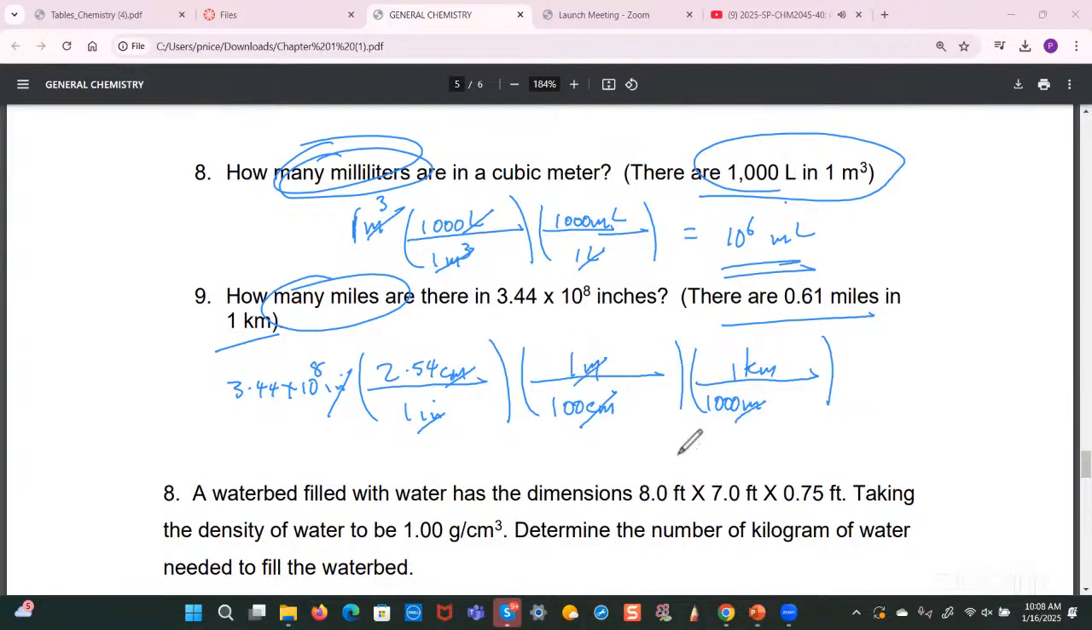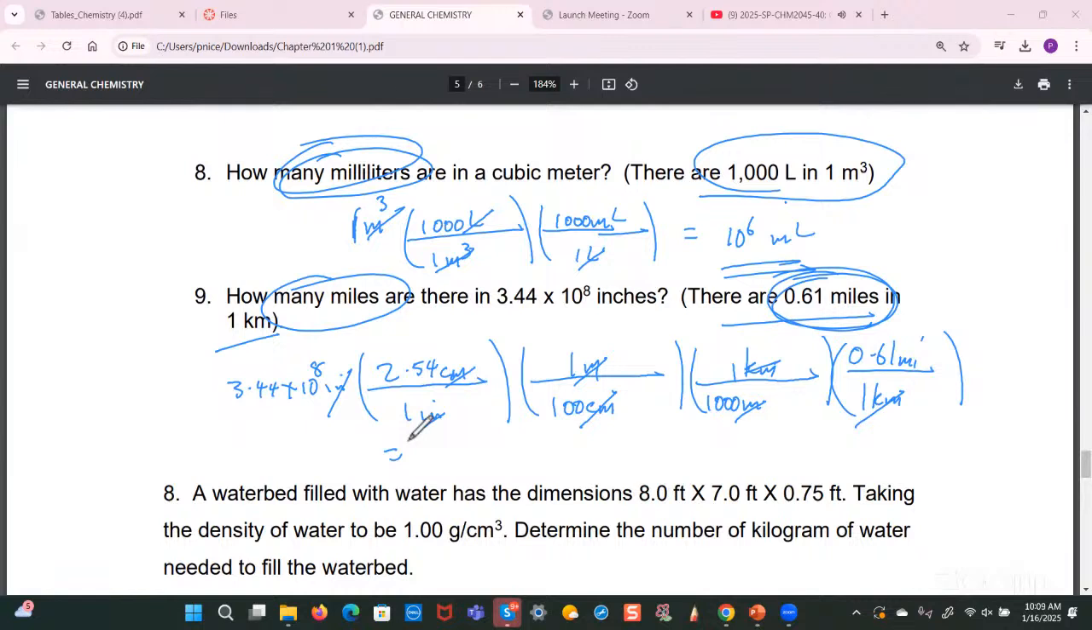And then what? One more step, because remember, ultimately, we're trying to get to miles, right? So there's one more step. Hint, right here. 1 mile. No, not 1 mile. 1 kilometer down here, and 0.61 miles here. See what I'm saying? So that this goes with that. So now we have to do the number crunching: 3.44 times 10 to the 8, times 2.54, divided by 100, divided by 1,000, times 0.61.